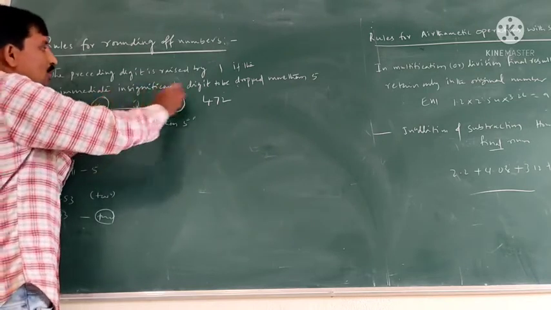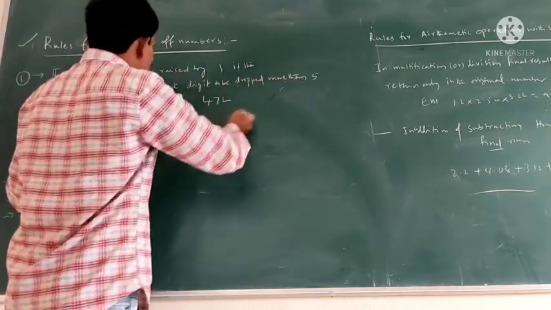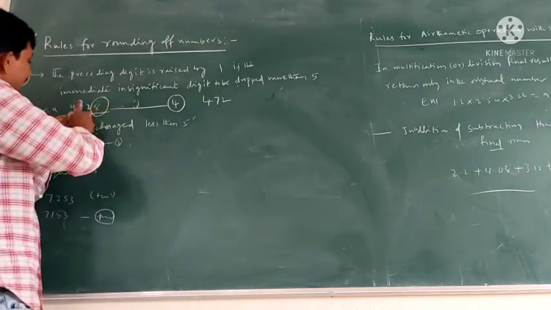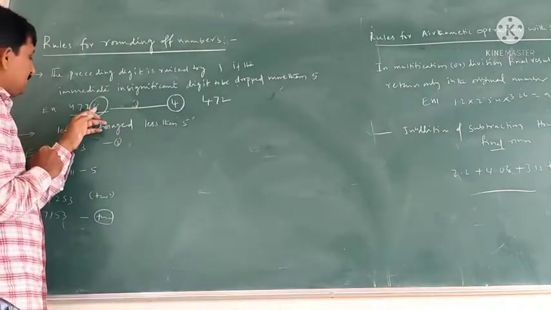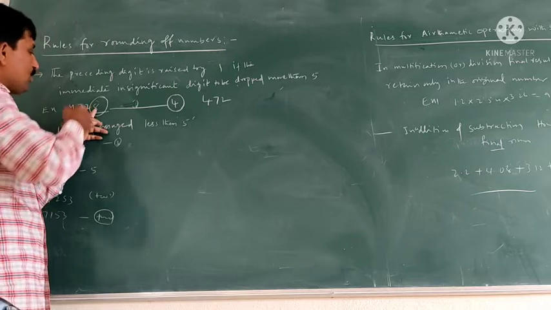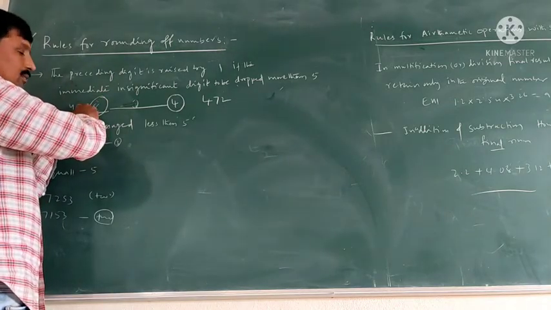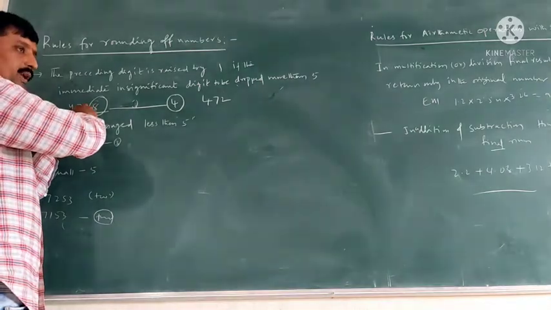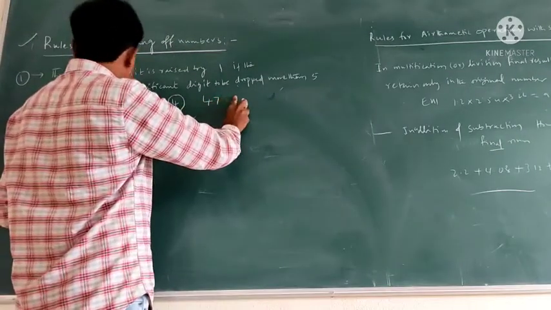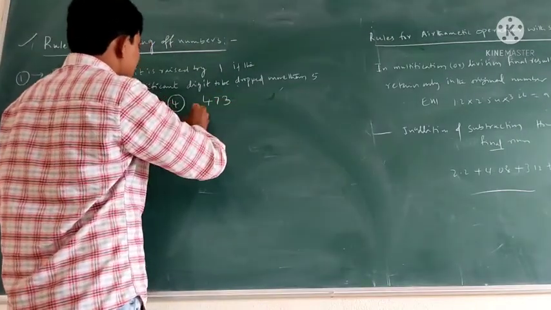The 8 is more than 5. The dropped number is more than 5, so we add 1 to the number before it. That is 2 plus 1, 3. So we get 4, 7, 3.